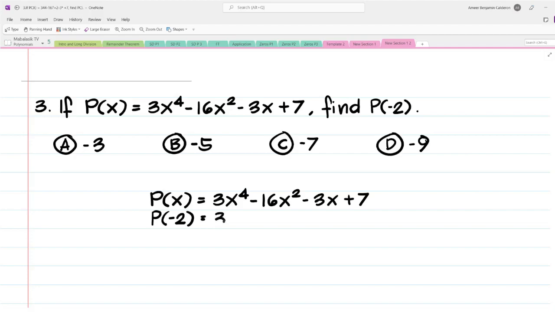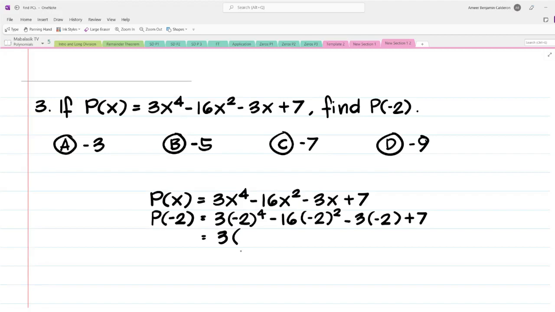So basically, we will just replace all x's by negative 2. So 3, instead of x, this is going to be negative 2 raised to 4 minus 16. Instead of x, that will be negative 2 squared minus 3 times negative 2 plus 7. So this is going to be 3. Negative 2 raised to 4 is just negative 2 times negative 2. That's 4 times negative 2. That's negative 8 times negative 2. That's just positive 16.